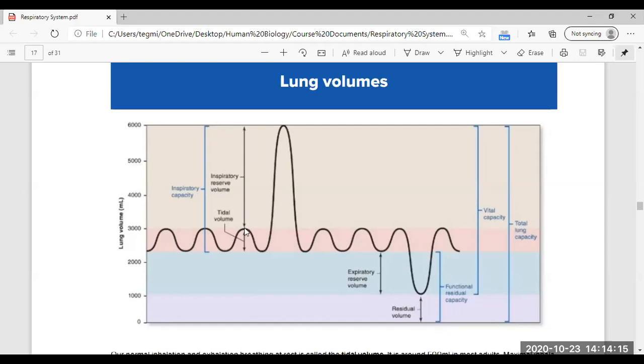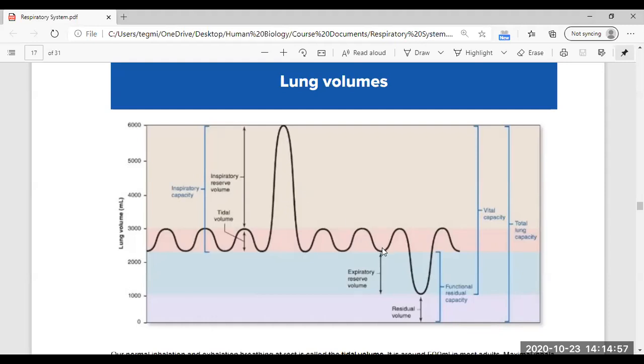This is called inspiratory reserve volume. How much more volume of air can you breathe in after your regular inhalation? You inhale, and then you try to inhale more. The amount of air that you breathe in after your regular inhalation is called inspiratory reserve volume. Together with the tidal volume, we call it inspiratory capacity: inspiratory reserve volume plus tidal volume. That means you exhale normally and then breathe in as much as you could, and this whole height from here to here is inspiratory capacity.